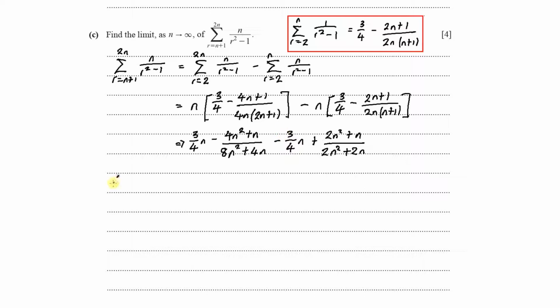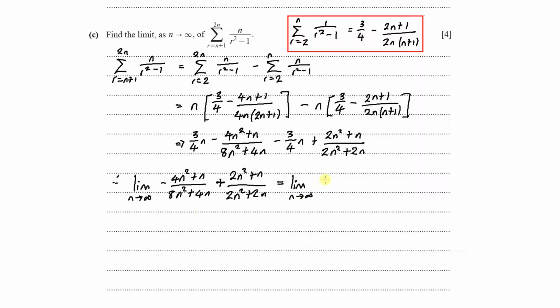So we can say the limit as n approaches infinity of minus 4n squared plus n over 8n squared plus 4n plus, and here we have 2n squared plus n over 2n squared plus 2n, and this is equal to, or the same as, the limit as n approaches infinity. And here what I'll do is, for this algebraic fraction, I'll divide all the terms by n squared, which is the highest power term in the denominator.